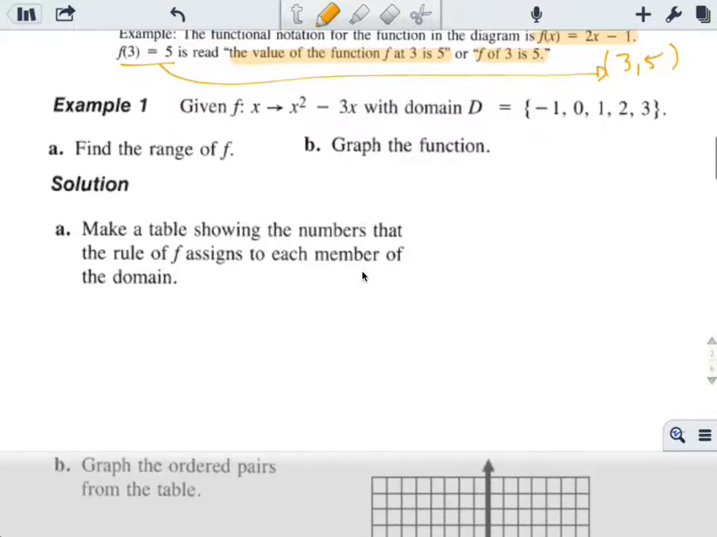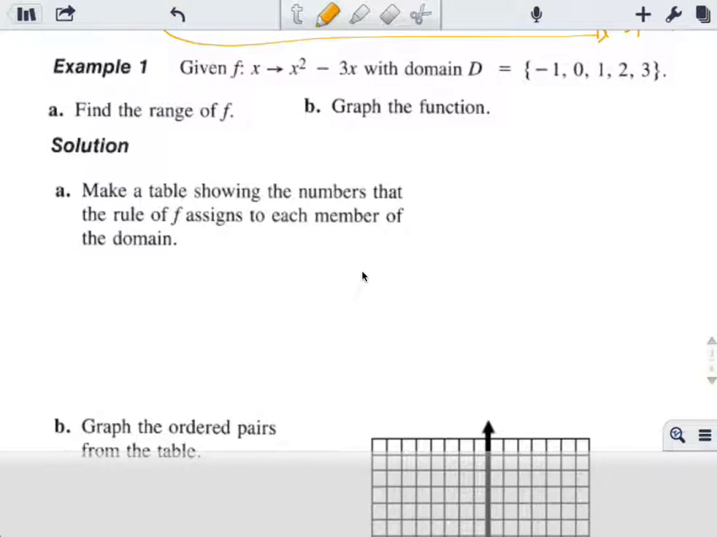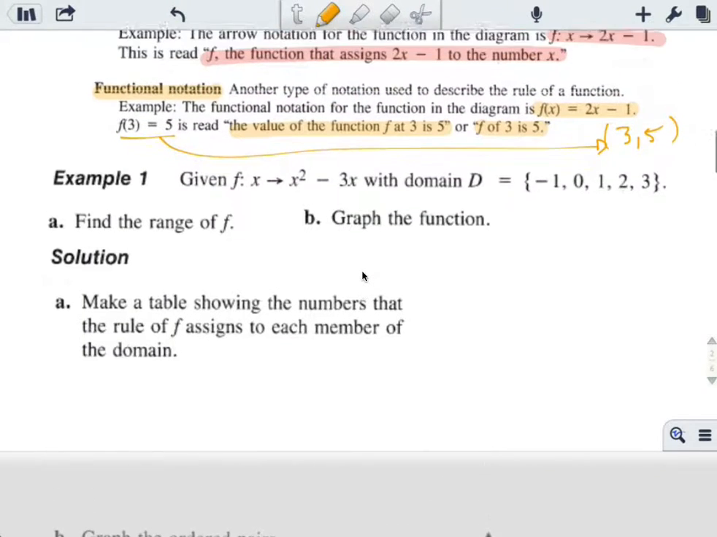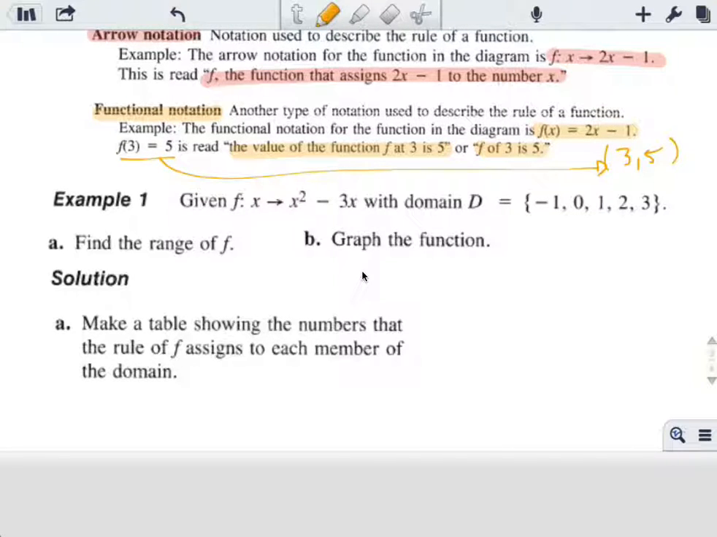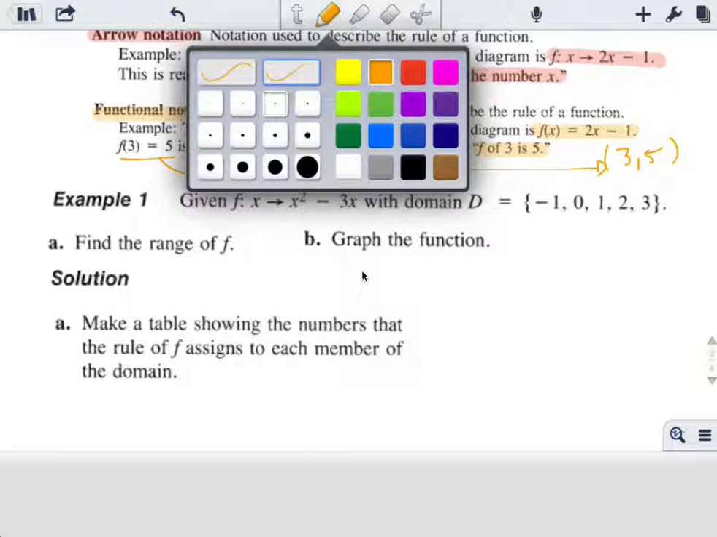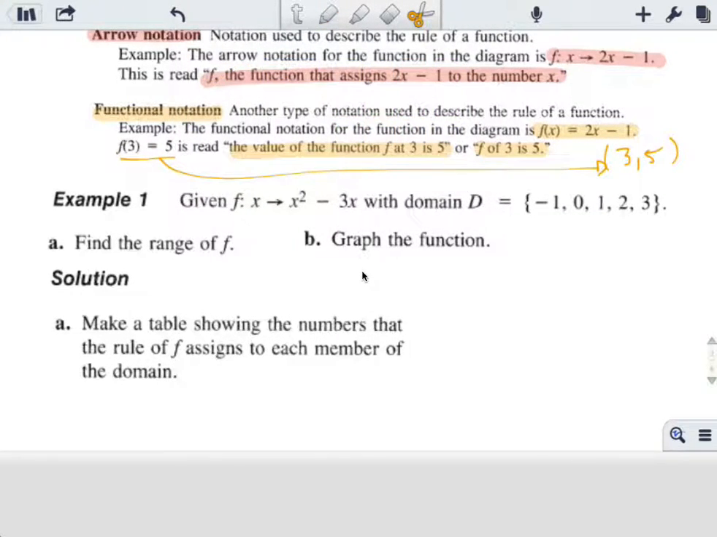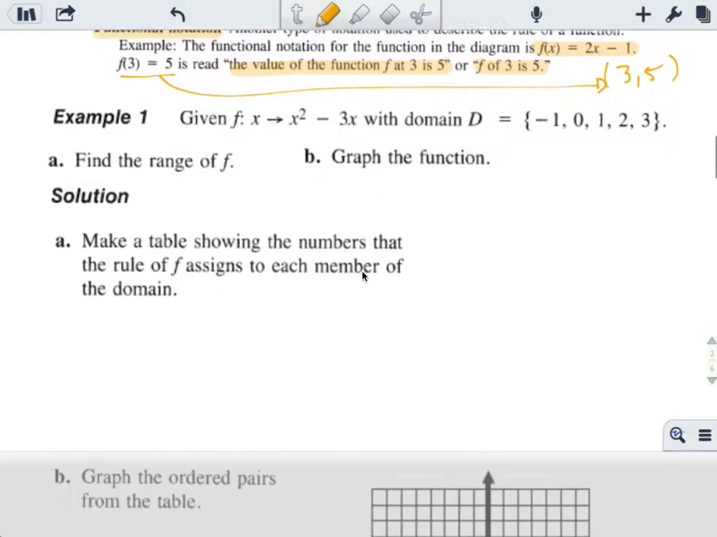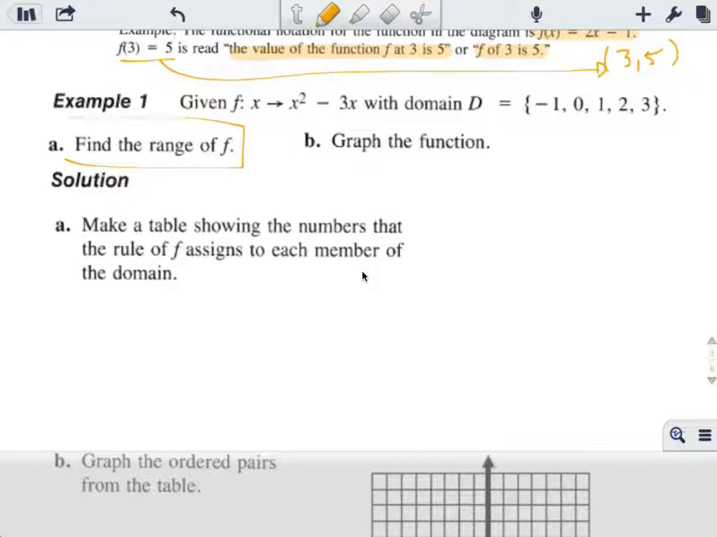So, our first example here. Given f, where x is assigned to x squared minus 3x, right here, the function f. Okay, so we're going to look at this. This is how we read it, the function f that assigns x squared minus 3x to the number x. So in our particular value f, we want to find the range of f.